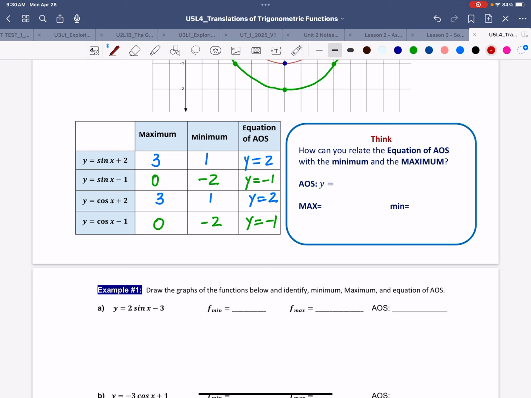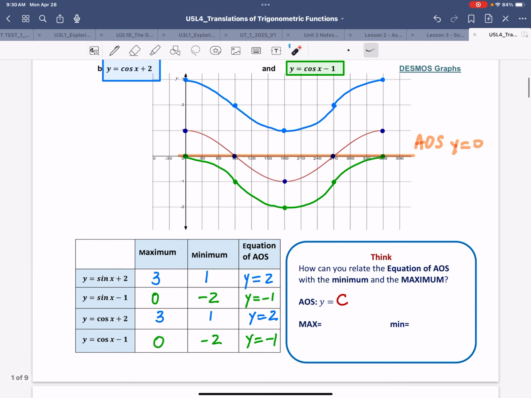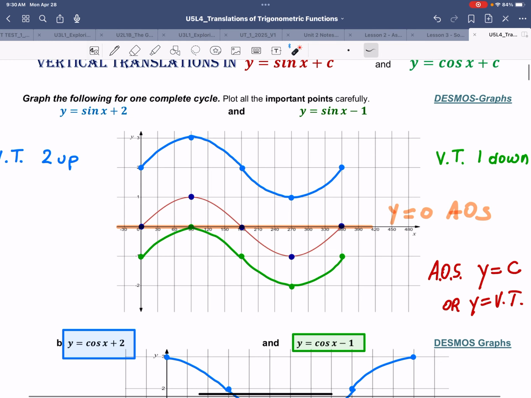So in conclusion, we say that the equation of the axis of symmetry will always be at y equals c, right? As you can see here, axis of symmetry ended up being at c. And in order to determine the minimum or the maximum, I want us to go back to our graphs.